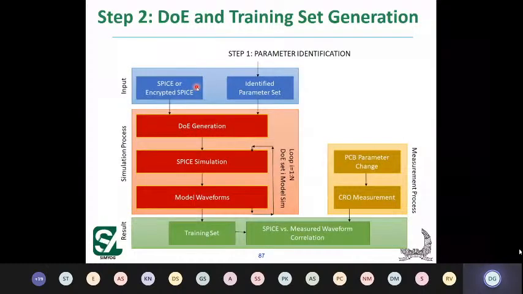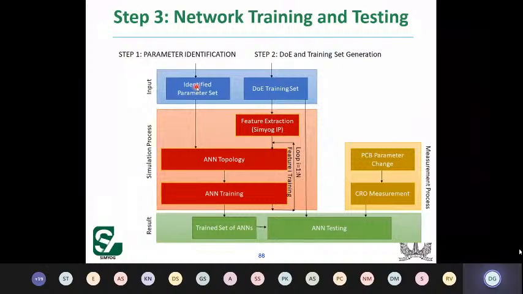And then after the parameter is extracted, then you do DOE. We have not done too much research on the DOE. We use a method called Box-Behnken, which is basically nothing but the corner points and the middle point, in order to generate the training set. And then this feature extraction, this is where a lot of thought has gone in.